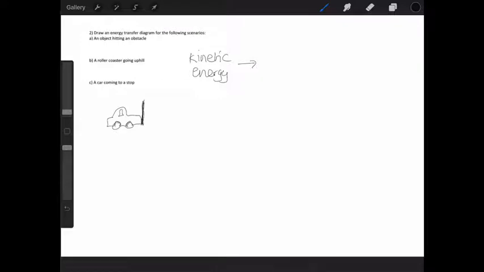The car will no doubt squash and bend. There will be some elastic potential energy. Sorry, you're watching me right now, which is quite slow, I know, and not particularly neat. Sorry for that. There is also going to be a transfer of kinetic energy into sound energy. We'll hear the crash.